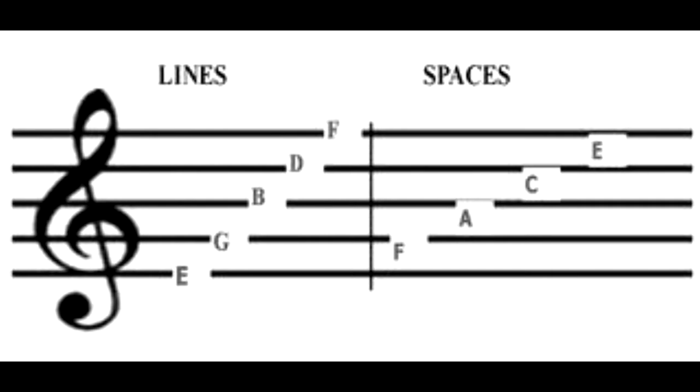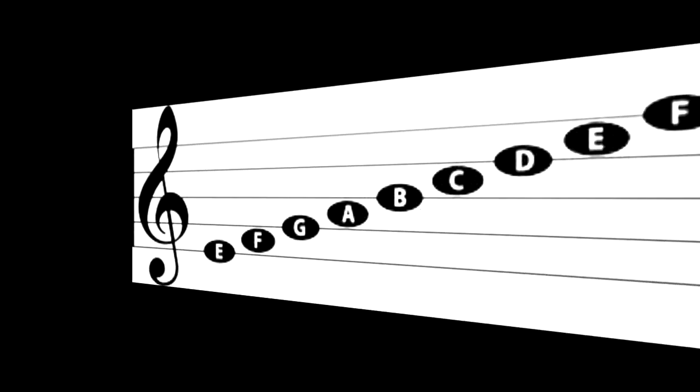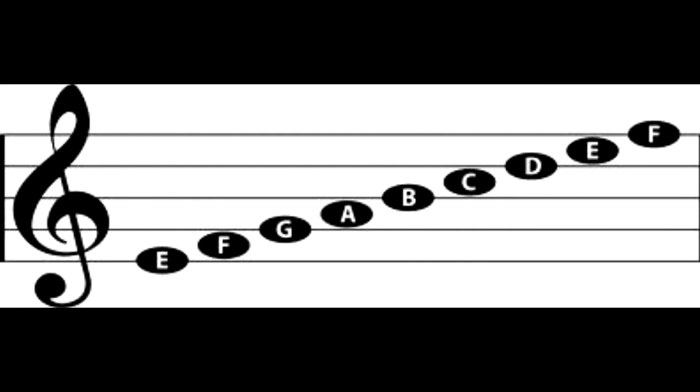The notes on the lines of the treble staff are E, G, B, D, F. A good memory trick for the lines of the staff is every good boy does fine. When you merge the lines and the spaces together, you see that the notes line up and ascend in alphabetical order.